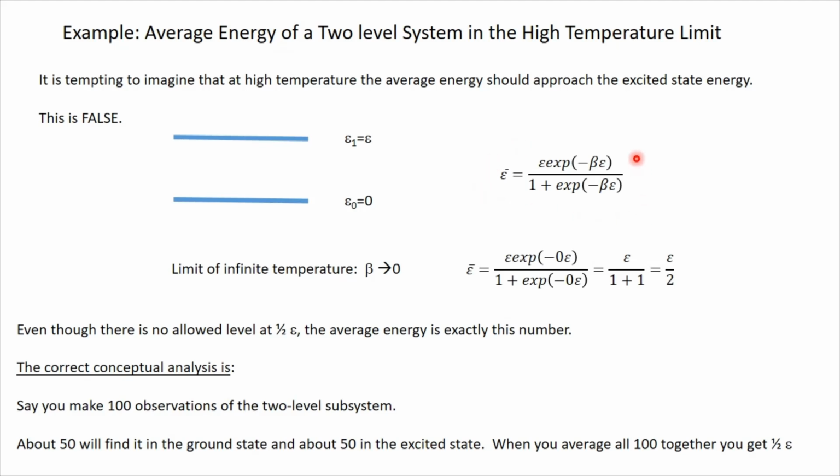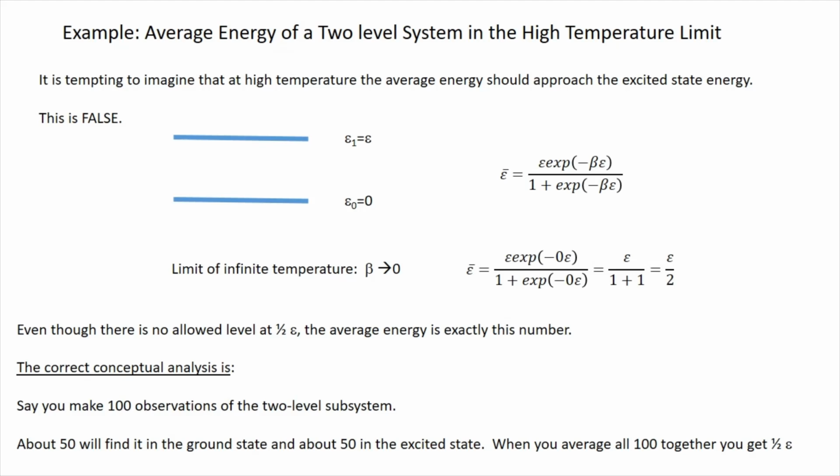This is the formula for the average energy. Let's now take the limit of infinite temperature, and that means we let beta go to 0. In that case, you get e to the minus 0 times epsilon divided by the partition function. So that comes out to epsilon in the numerator divided by 1 plus 1 in the denominator, epsilon over 2. So the average energy in the limit of infinite temperature is right down the middle between the two allowed levels. There is no allowed energy level there, but that is the value of the average energy.